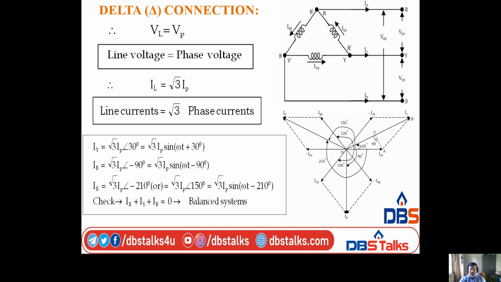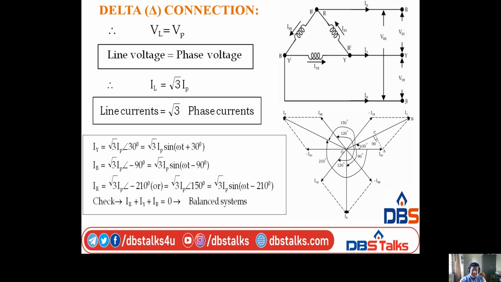Similarly, delta connection, similarly same derivation. In delta connection, V line is equal to V phase. In delta connection, voltage is the same, line voltage is equal to phase voltage, but the current is different. Line current is equal to root 3 phase current. So similar derivation as usual, as we discussed in the star connection, is here also the same. Line current is equal to root 3 phase current, right?